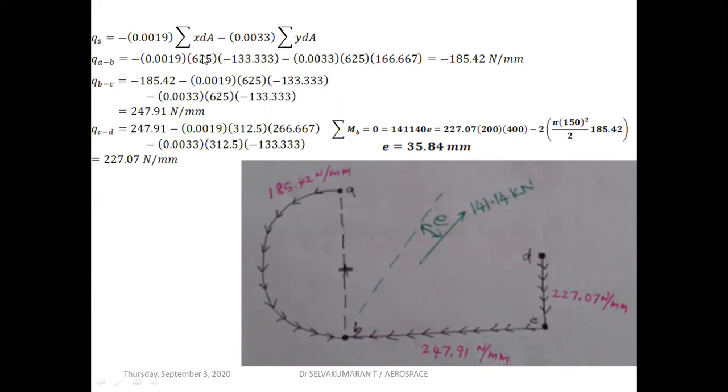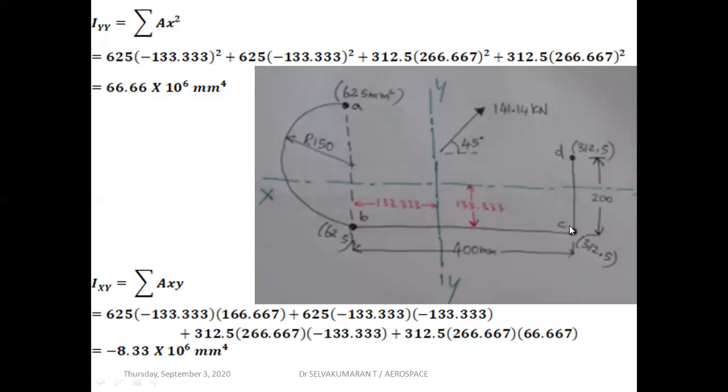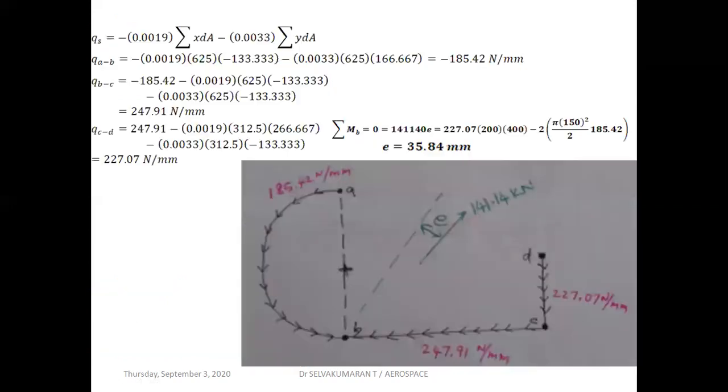For CD, carry over the previous value and write the equation again. For stringer C, with its x distance, y distance, and area of 312.5, substituting that and after simplification, you get 227.07 Newton per millimeter, plus. So it's clockwise. How to locate the shear center?